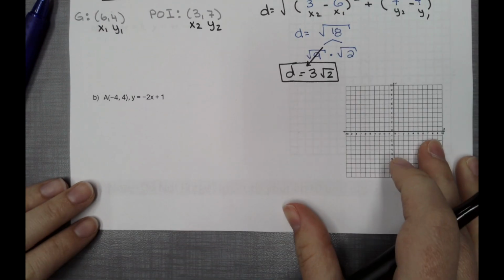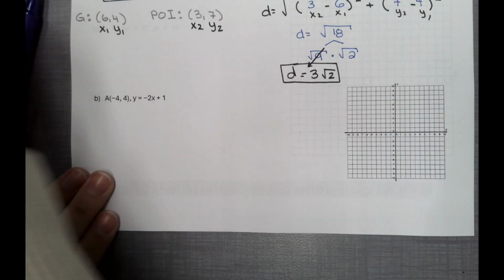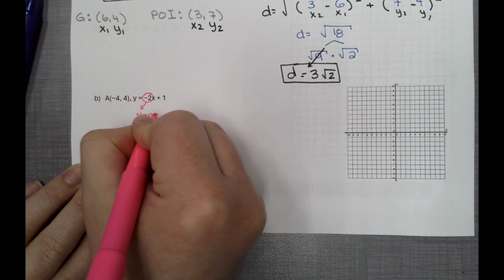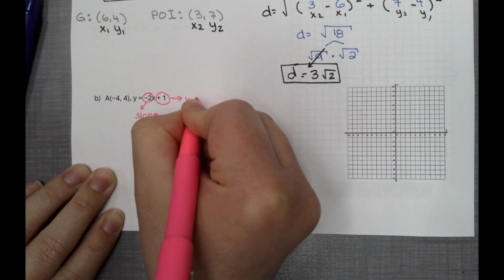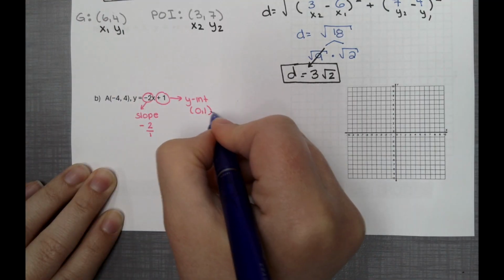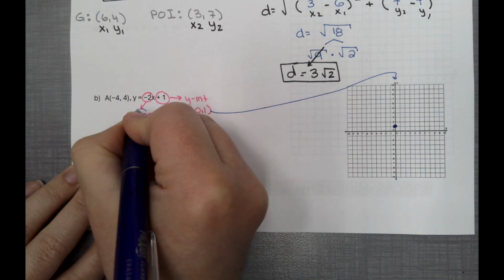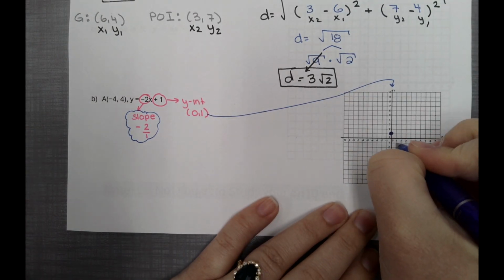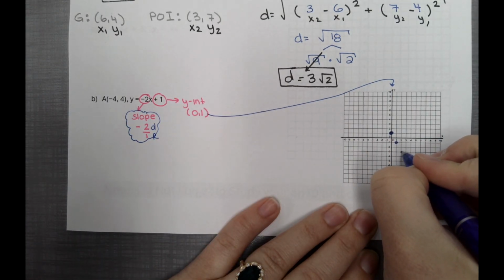Okay, let's move on. Let's do the same thing for B. Here we have our slope, and our slope is negative 2 over 1. Here we have our start, our y-intercept, which is (0, 1). Remember, the start y-intercept just tells us where our starting point is. The slope is going to tell us the rise over run. So we go down 2 to the right 1. So 2 down 1 right, 2 down 1 right, and we keep going.